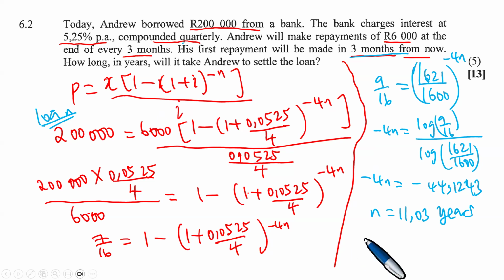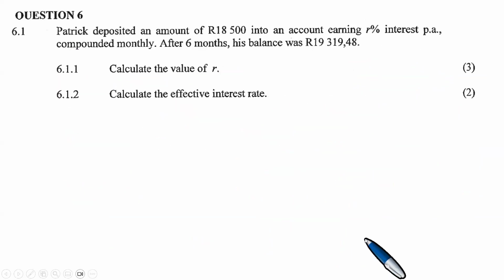We move on to the next question. Patrick, I need your participation here. Patrick deposited an amount of 18,500 into an account earning R% interest per annum compounded monthly. After 6 months, his balance was 19,319 Rand and 48 cents. Calculate the value of R. Who can find the value of R?